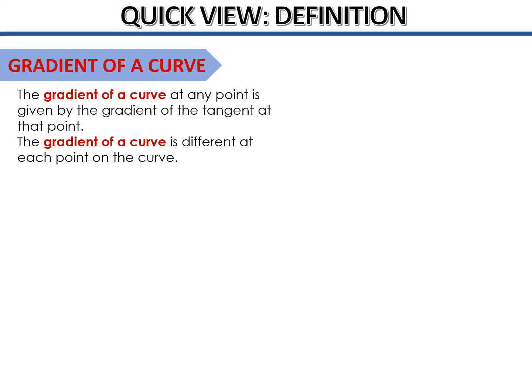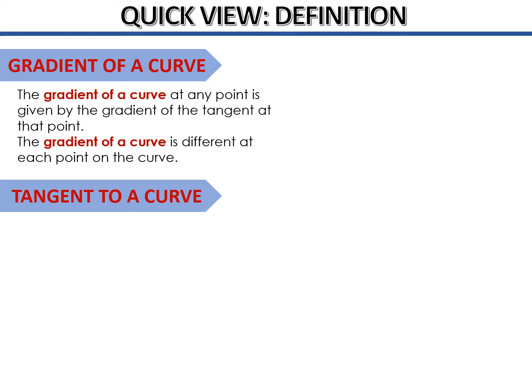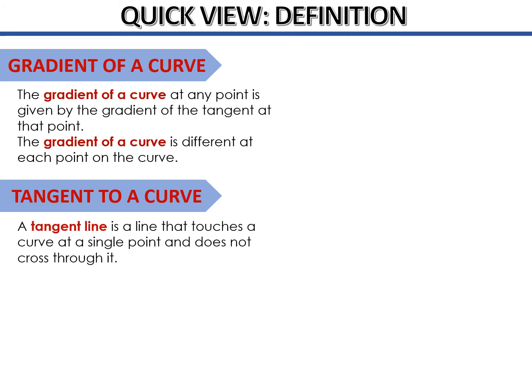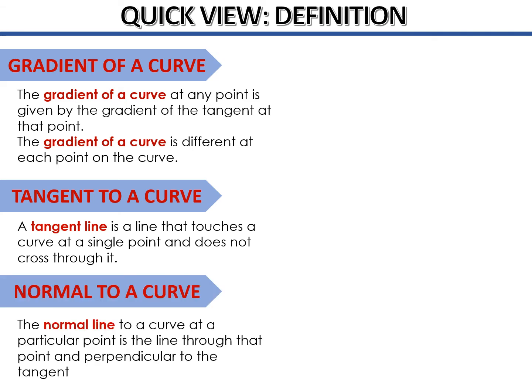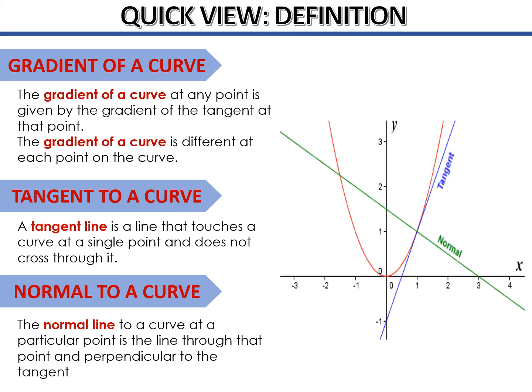Before we start, let's take a quick view of the definitions. The gradient of a curve at any point is given by the gradient of the tangent at that point. The gradient of a curve is different at each point on the curve. A tangent to a curve is a line that touches a curve at a single point and does not cross through it. And the normal to a curve at a particular point is the line through that point and perpendicular to the tangent.